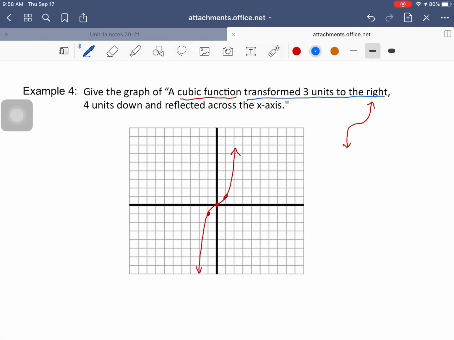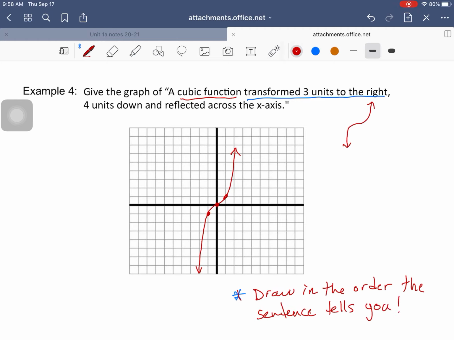So we're going to go in the order that it tells us. That's key. Draw in the order the sentence tells you. So always do that. Don't go in any different order. It's very important. Reflection can really mess things up. So that's why I say that.